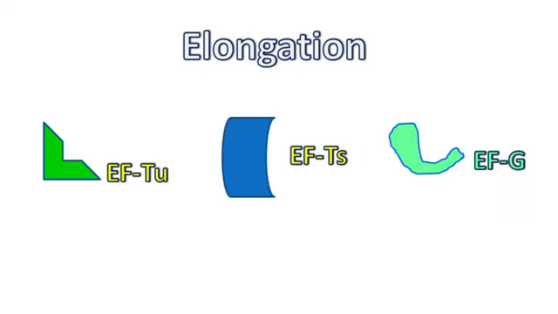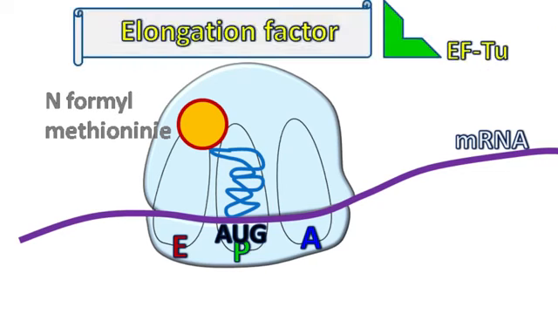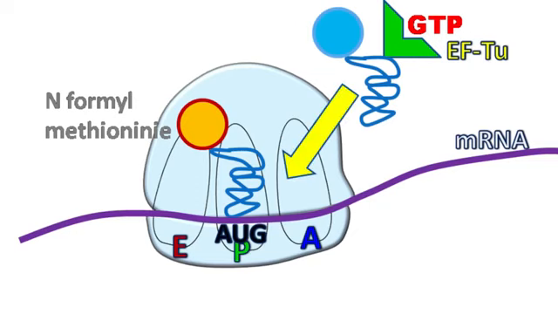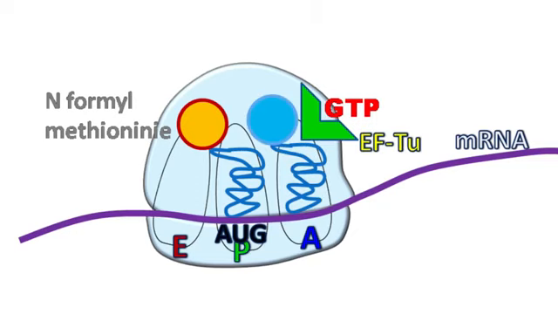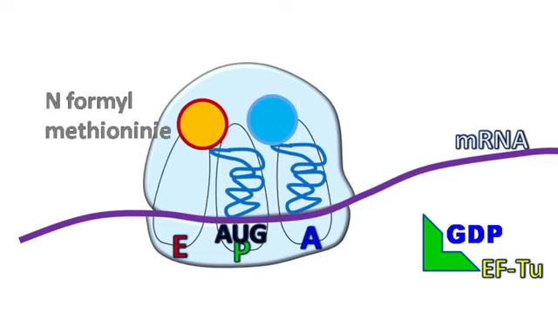Elongation of translation. The elongation of translation is carried out by elongation factors like EF-Tu, EF-Ts, and EF-G. GTP-bound elongation factor EF-Tu brings the charged amino acid to the A site of the ribosome. Once the charged amino acid binds, the GTP is hydrolyzed to GDP. Finally, EF-Tu GDP is released from the ribosome.